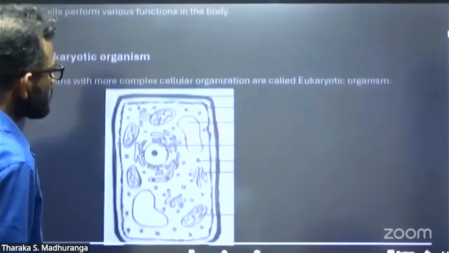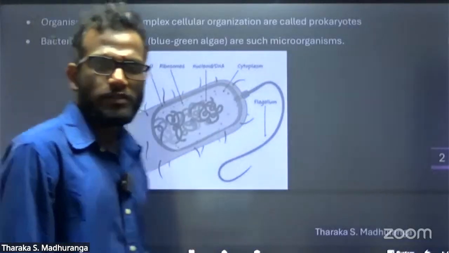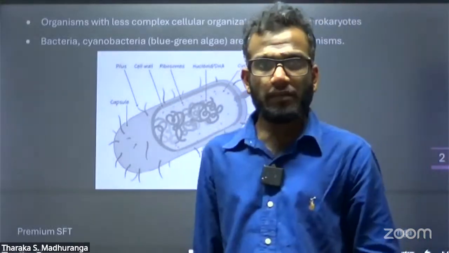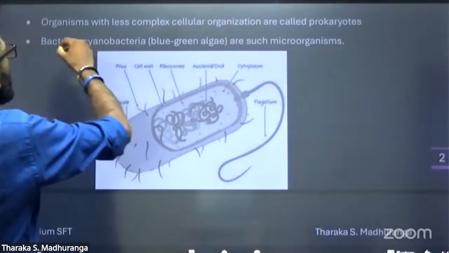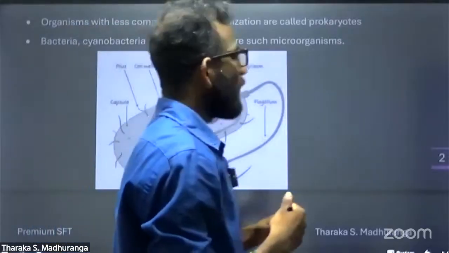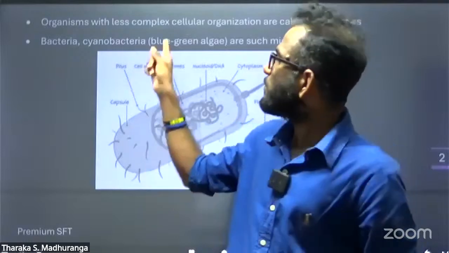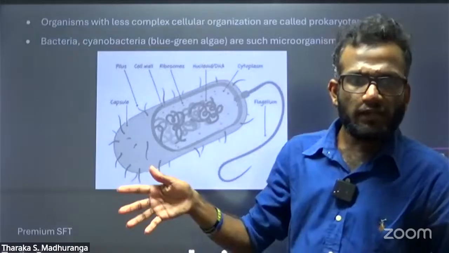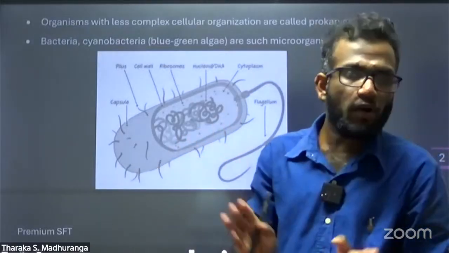Okay, this is the example for prokaryotic organisms. Prokaryotic organism examples are bacteria and cyanobacteria. I have given here bacteria, cyanobacteria, blue-green algae; actually blue-green algae are cyanobacteria. All bacteria types are prokaryotic. They don't have an organized cell structure.